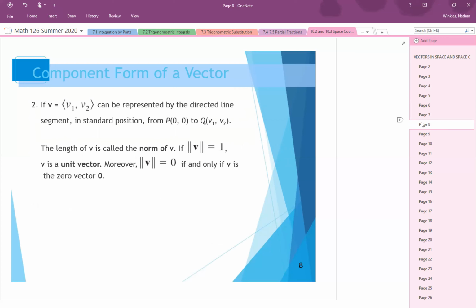Second, if v equals v1, v2 can be represented by the directed line segment in standard position from P(0, 0) to Q(v1, v2), the length of v is called the norm of v. So anytime that you see this right here, it's also denoted as the norm. So if the norm of v is equal to 1, then v is called a unit vector. Moreover, the magnitude of v is equal to 0 if and only if v is the zero vector. In other words, there's no other way we can get v equal to 0 unless it is the zero vector. Otherwise, it will have a value. 1 is our special case that gives us a unit vector.